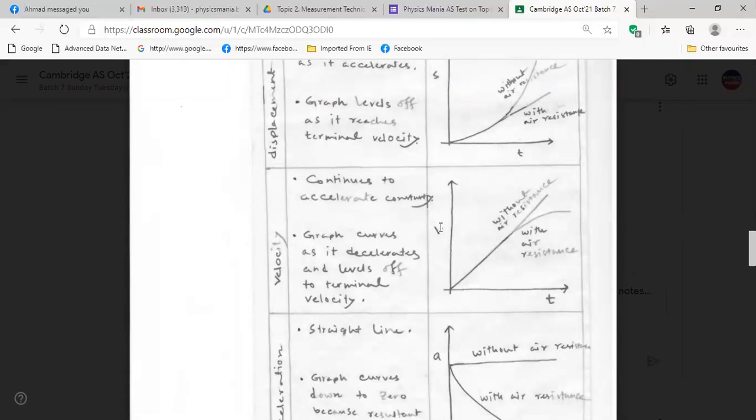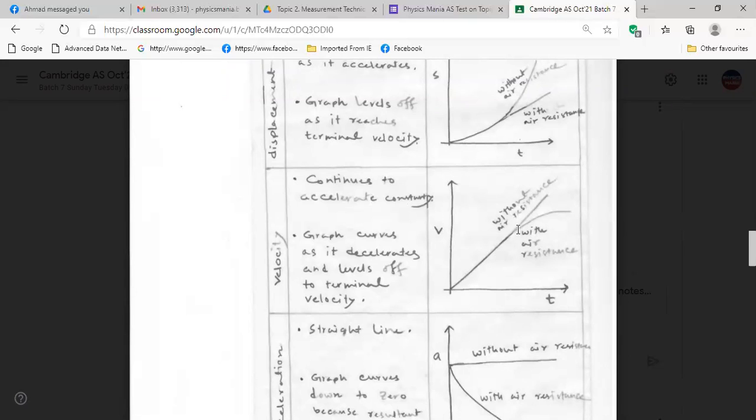Continues to accelerate constantly. You see here the velocity-time graph without air resistance: it is a straight line.